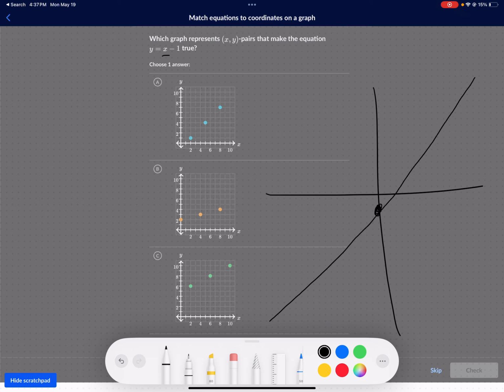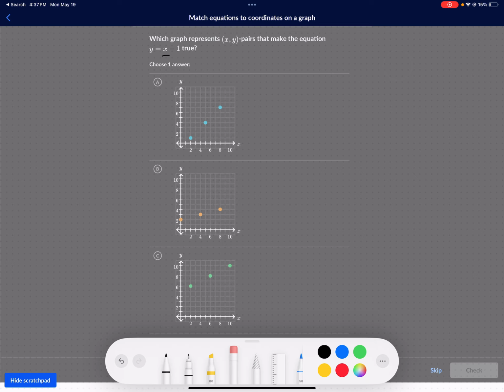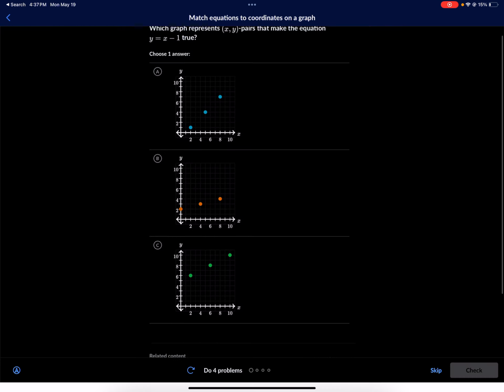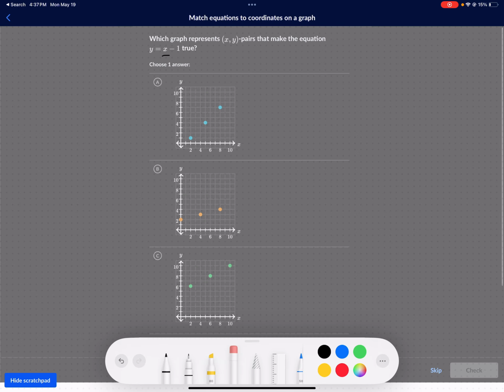It has y equals x, but we're just moving everything down by 1. That's what this minus 1 is. Vice versa, if it was plus 1, we would be going up 1. So we want to find where the y-intercept is equal to negative 1. We know it's not going to be b, because it says a y-intercept of 2 right here, which is false. So we know it's not b.